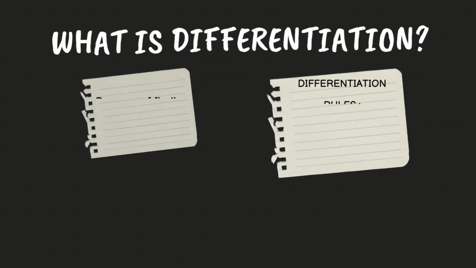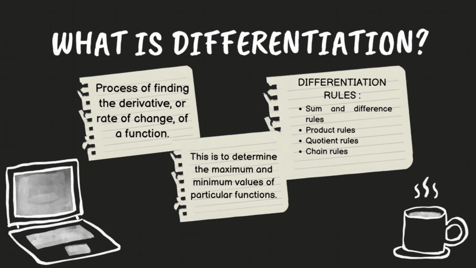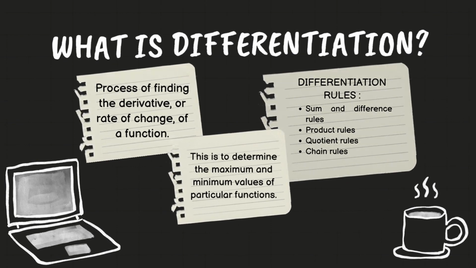As for the introduction, I will explain to you what differentiation is. Differentiation is a process of finding the derivative or rate of change of a function. This is to determine the maximum and the minimum values of particular functions. And what are differentiation rules? Differentiation rules include sum and difference rules, product rules, quotient rules, and chain rules.